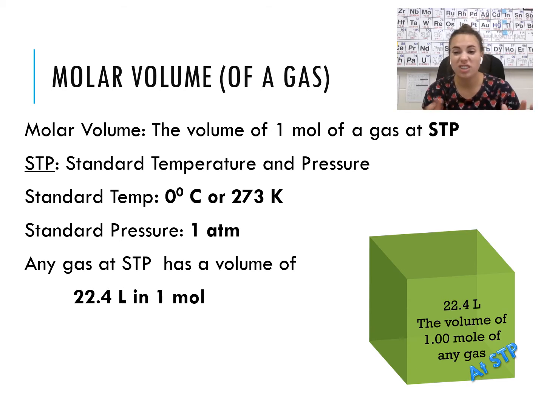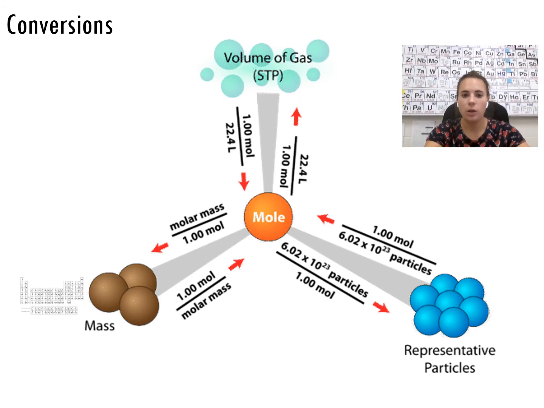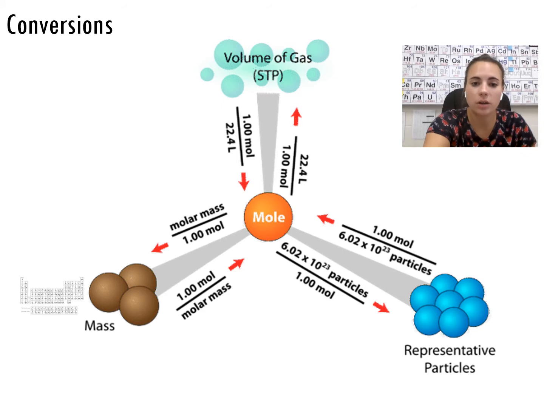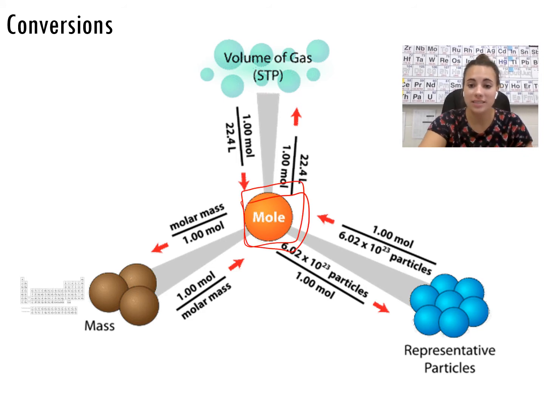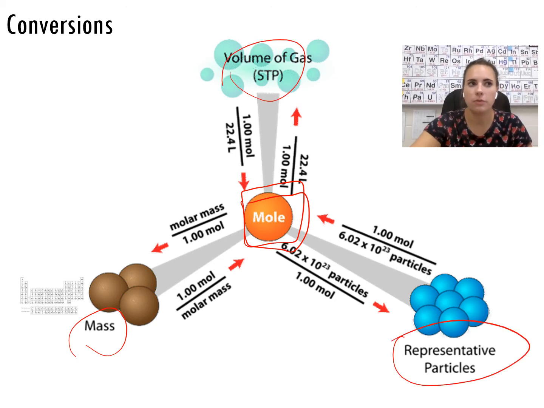A little bit later, we're going to talk about the ideal gas law, and I'll explain where that 22.4 comes from. But at this point, you just need to know that 1 mole of any gas at STP is equal to 22.4 liters. So now we have 3 total conversions. We always have the mole right smack dab in the middle. That mole is our common ground. It is what lets us convert in between mass, volume of a gas at STP, and representative particles.